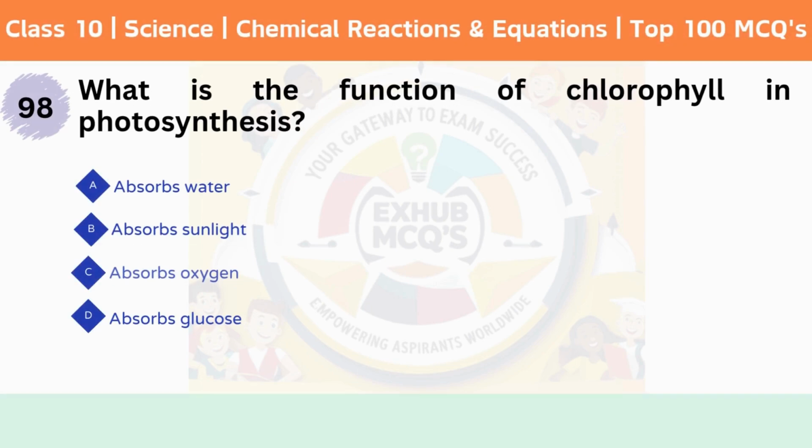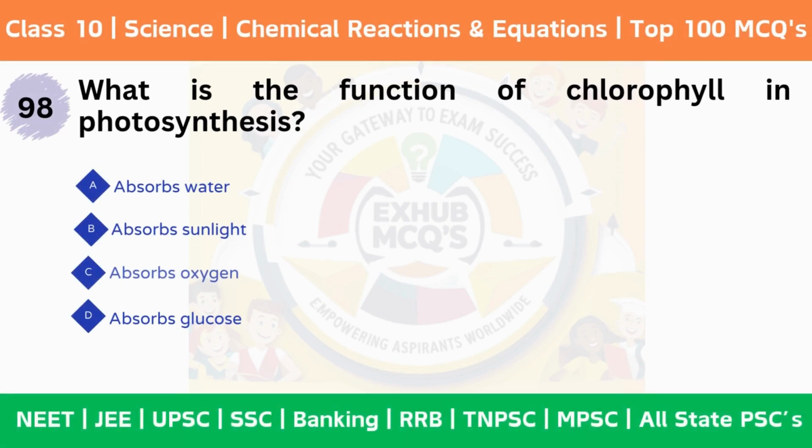MCQ 98. What is the function of chlorophyll in photosynthesis? Option A, absorbs water. Option B, absorbs sunlight. Option C, absorbs oxygen. Option D, absorbs glucose.